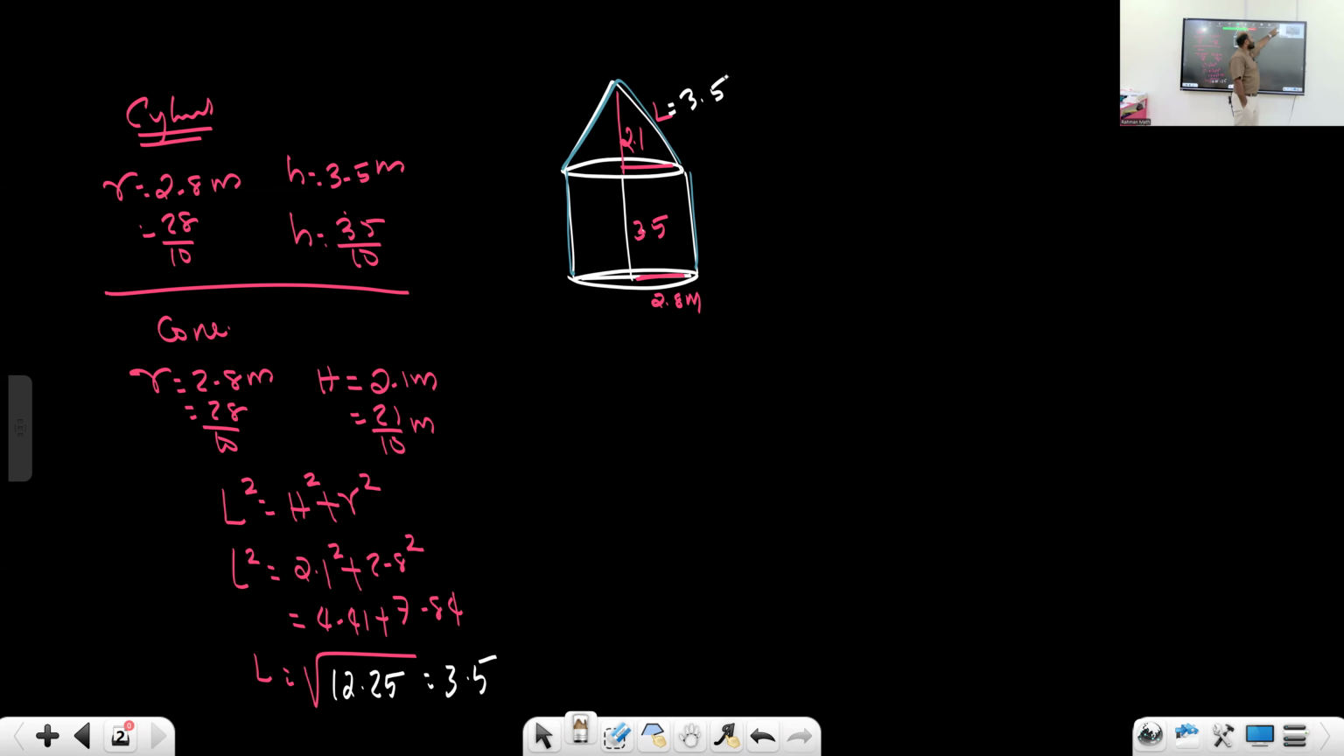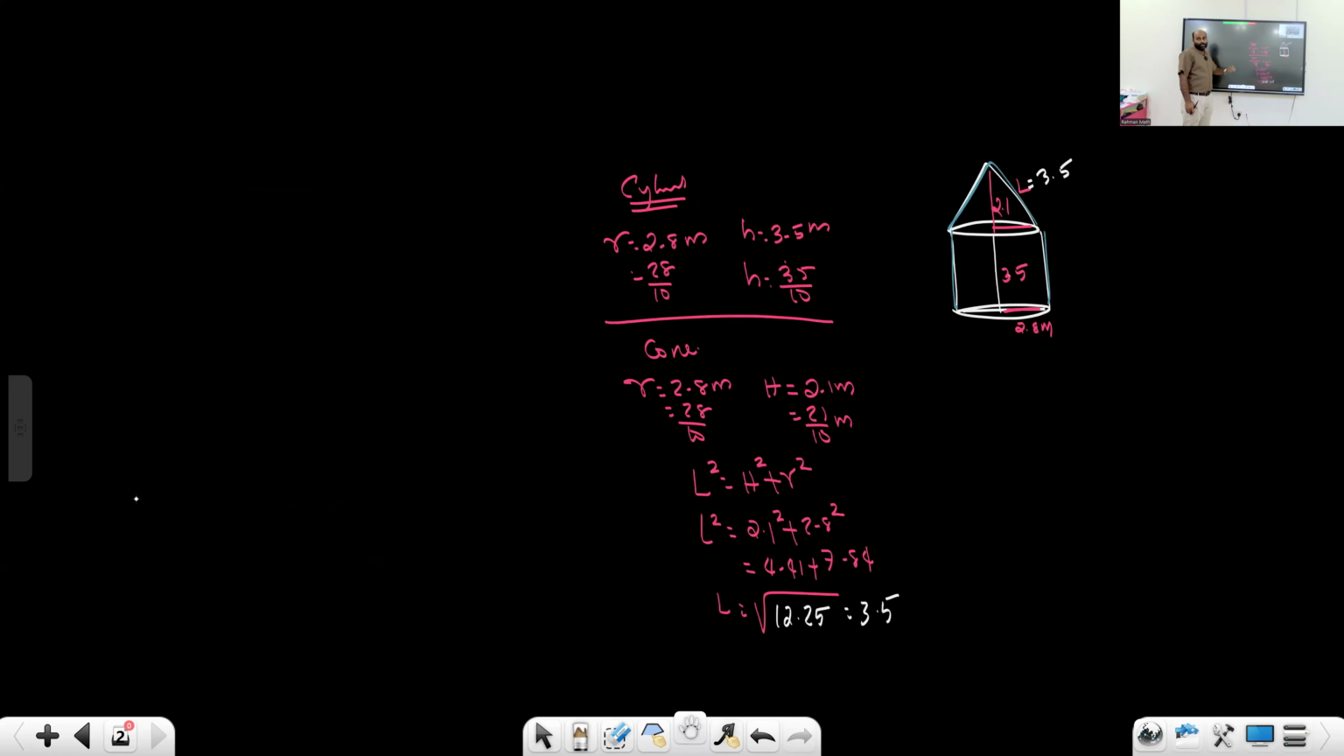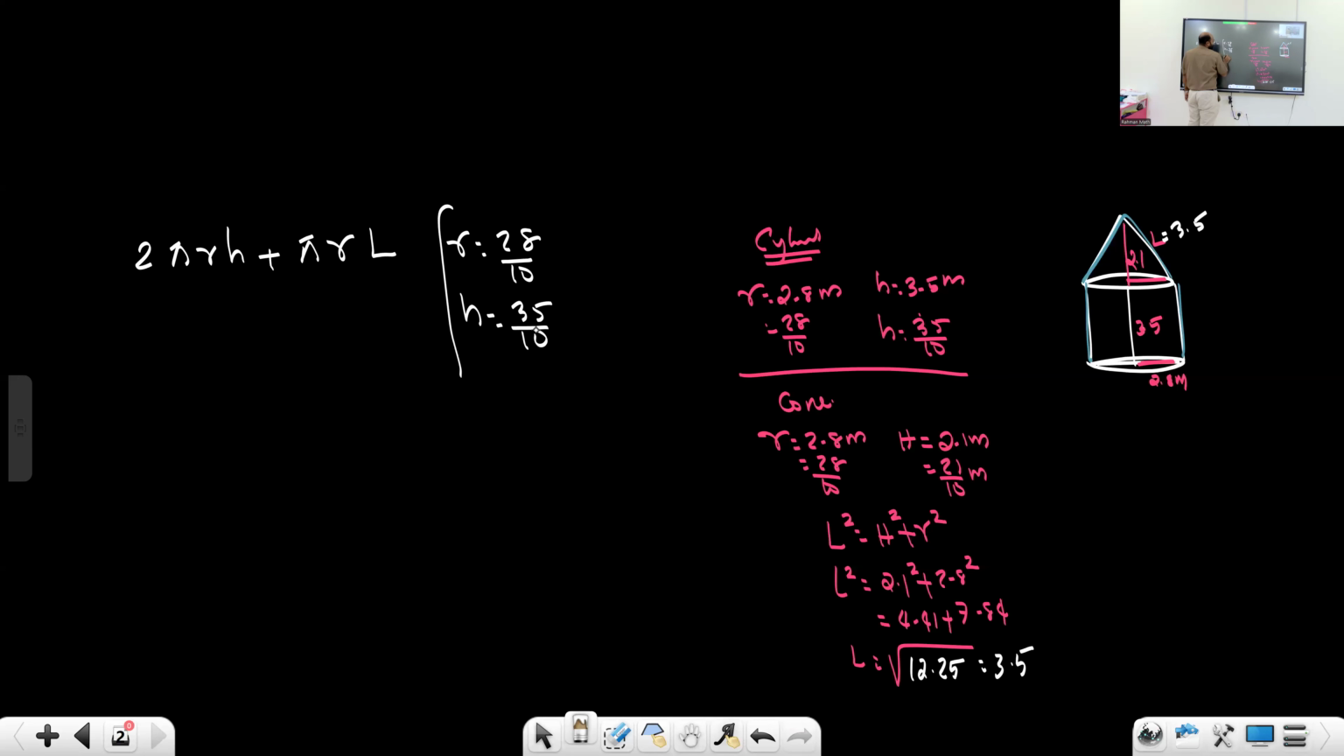The students, what they told, that only: area of the canvas required for the tent. Same formula use. Area of the canvas required for the tent: 2 pi rH plus pi r capital L. Don't get confused. Radius is same only, 28 by 10, already we wrote that one. H equal to 35 by 10 because it is the cylinder. And capital L equal to 35 by 10 also. Everything we found.